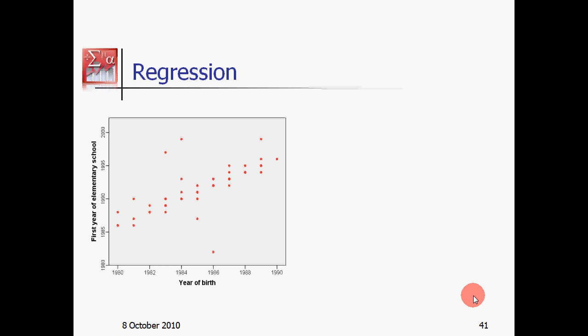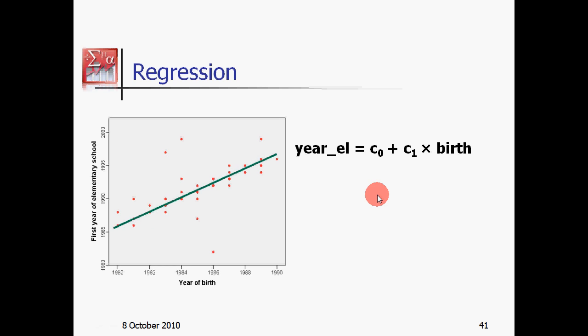Here we have a scatter plot between year of birth and first year of elementary school. Clearly these two variables are strongly related because typically people go to school 6 years after, even though there may be exceptions. So, first of all, you usually plot the data on a scatter plot. Then you look at the scatter plot and you decide that there may be a line which approximately passes close to all the points.